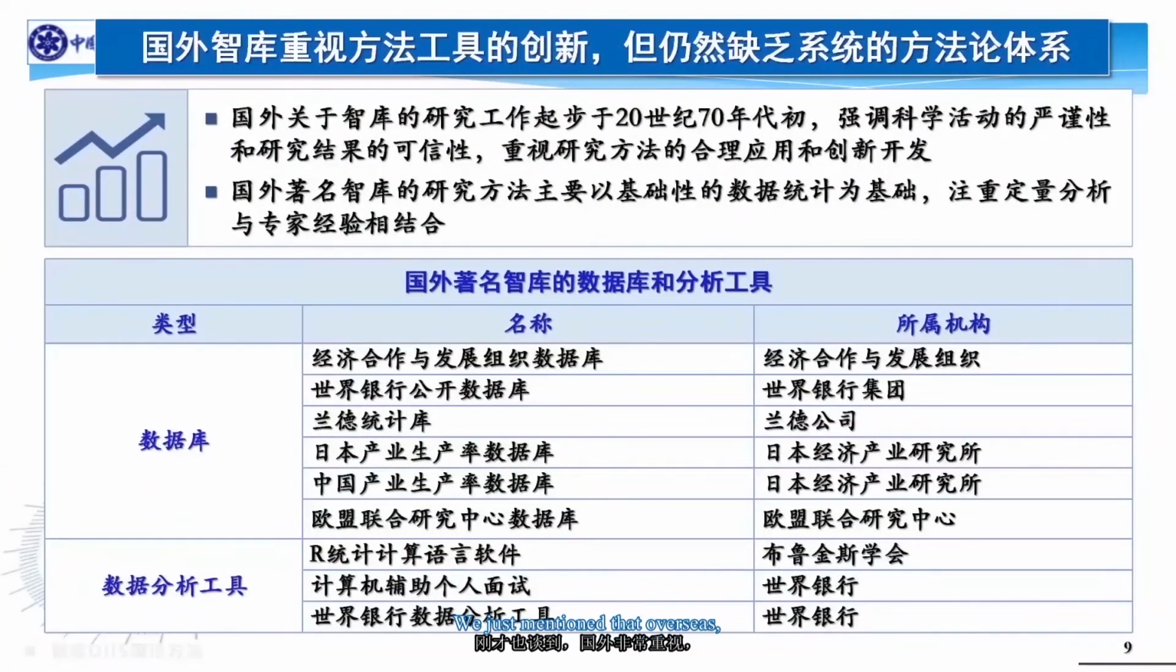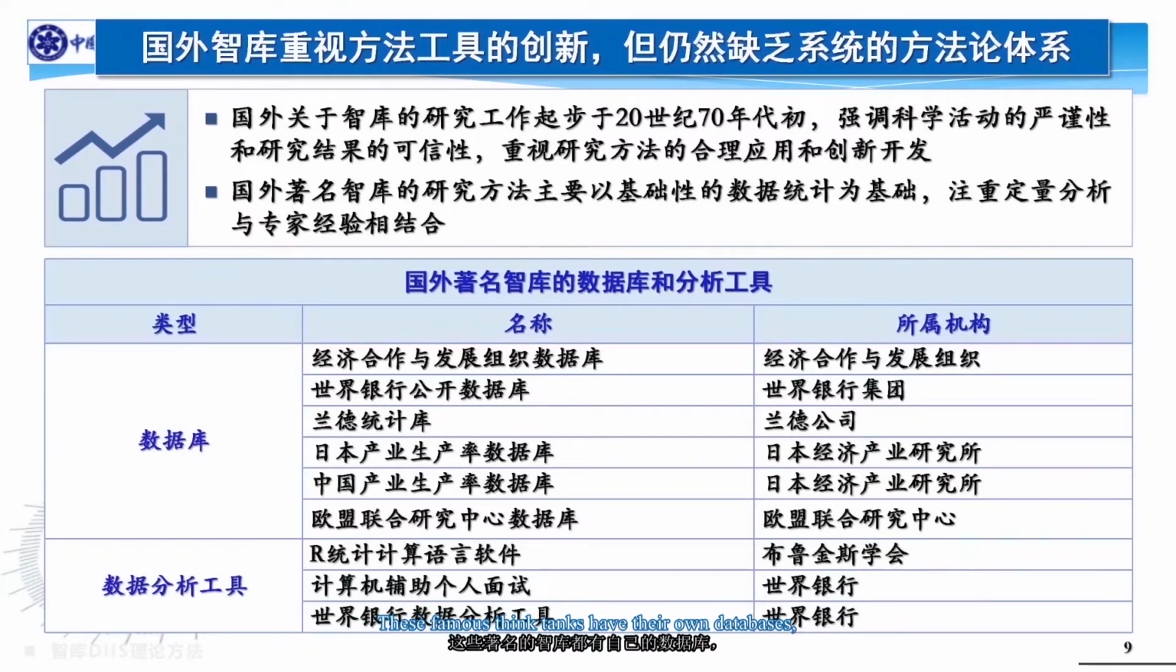We just mentioned that overseas, especially famous think tanks, value innovative methods and tools, but they still lack systematic methodology. Overseas think tank research started in the early 1970s, emphasizing the rigor of scientific activities, the credibility of research results, the rational application of research methods, and their innovation.